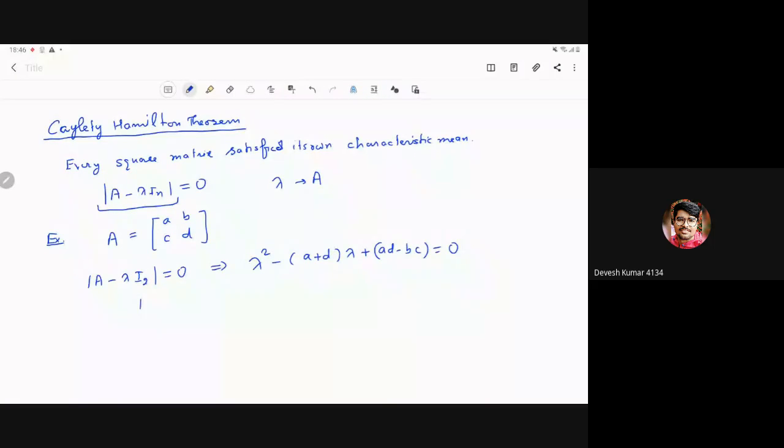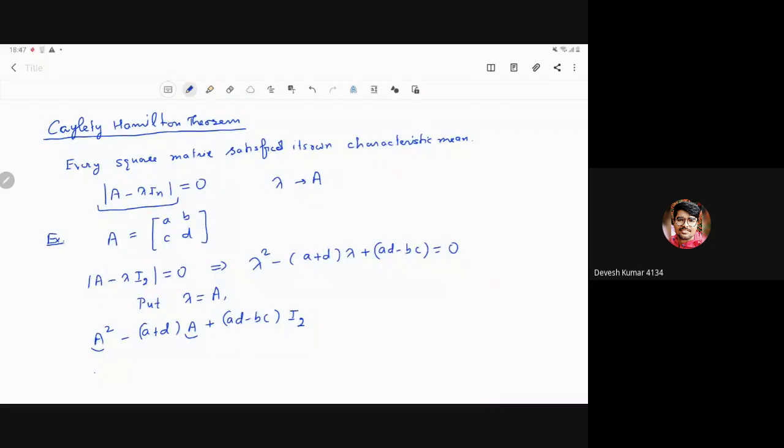Now, according to the Cayley-Hamilton theorem, if I put lambda equal to A, what do I get? A square minus (a plus d) times A, putting A in place of lambda, plus (ad minus bc) times I2. You have to write I2 because these are matrices now, A square and A. In matrices, you can add a matrix only. So don't leave ad minus bc as it is. It is a constant. You have to write the unit matrix with it.